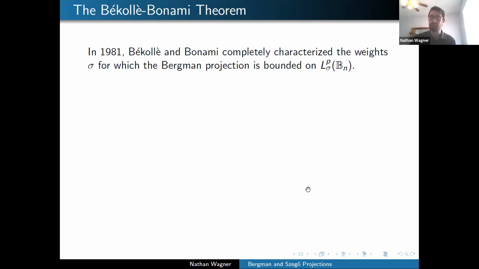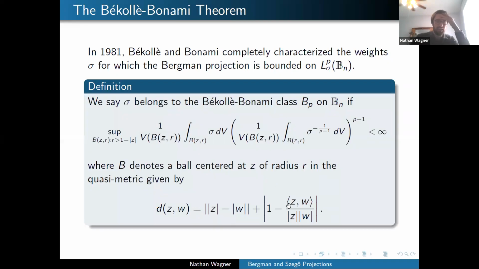Well, it turns out that there's going to be a certain modified weight class that we consider. So in 1981, Bekollé and Bonami characterized the weight sigma for which the Bergman projection is bounded on weighted LP for the ball. And we'll say that sigma belongs to the Bekollé-Bonami class, which we'll call BP on the ball, if this following quantity is finite. And again, this looks like a mouthful, but this is really the same thing as the AP class with a couple modifications, or really only one major modification.